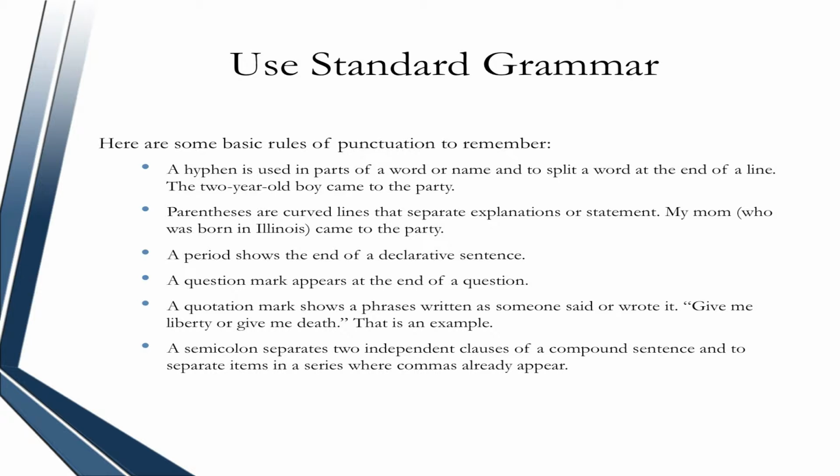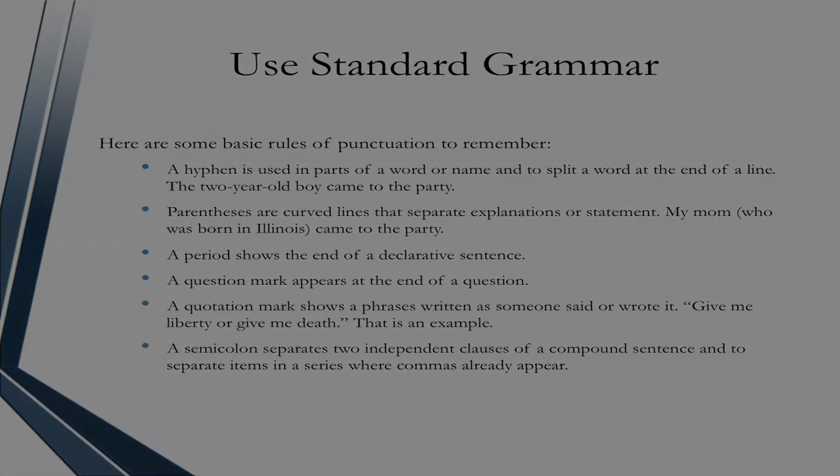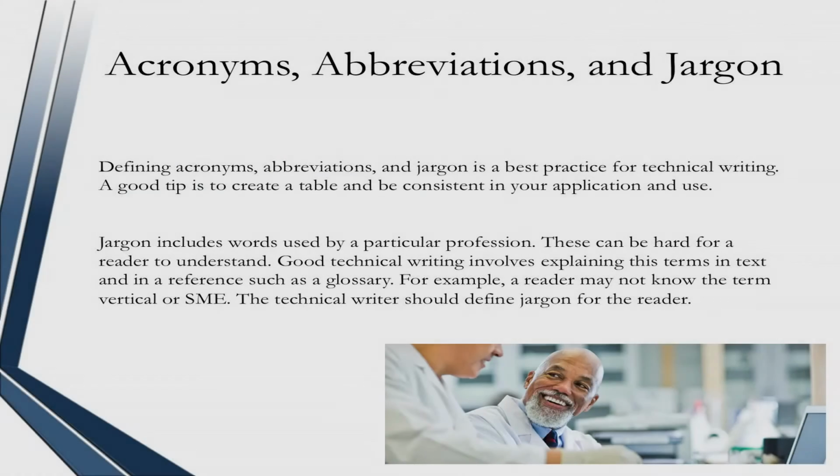11. A quotation mark shows a phrase written as someone said or wrote it. Give me liberty or give me death. That is an example. 12. A semicolon separates 2 independent clauses of a compound sentence and separates items in a series where commas already appear.